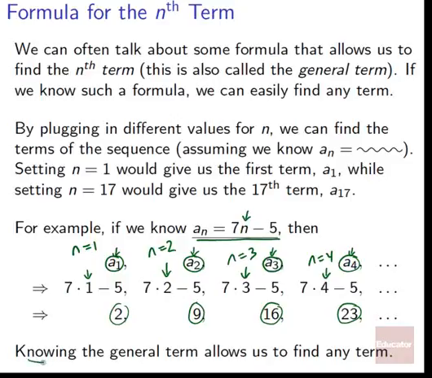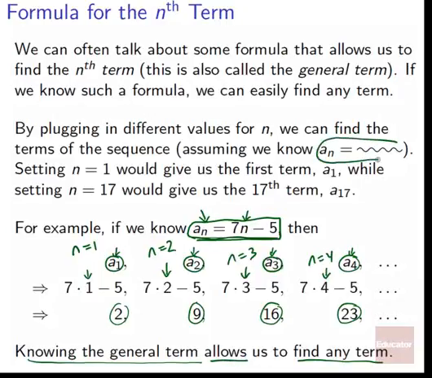So by knowing this general term, a_n equals 7n minus 5, we're able to find any term. So we can find any term if we know this general form, a_n equals some algebraic format, right? Like 7 times n minus 5.